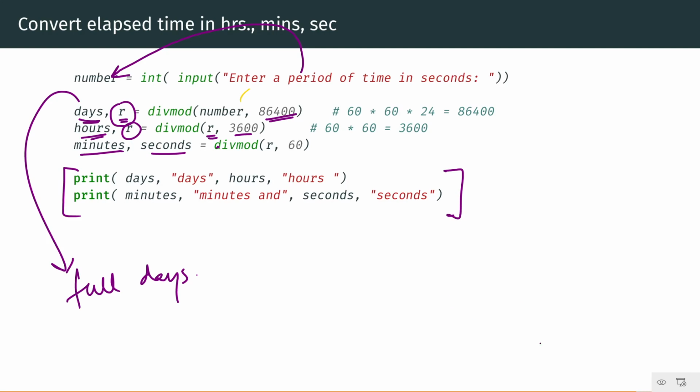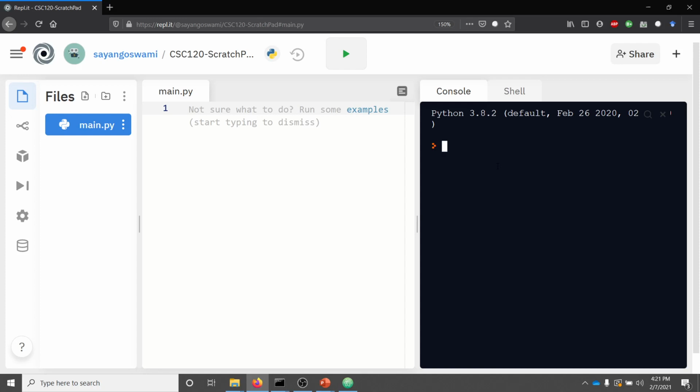Okay, so if you run this program, it will look like this, right? So let's say we have a million seconds. We want to find out how many days there are in a million seconds, right? How many days does this make? All we do is divide by 86,400, and that will give us 11.57. So it's a little over 11 and a half days, right?